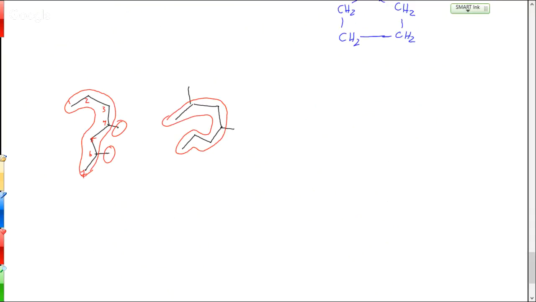Okay, same thing. 1, 2, 3, 4, 5, 6, 7. But now it looks like they're different because I've got those things coming off of the 4th and 2nd carbon instead of the 4th and 6th. So are they the same or are they different? It does, yeah, sure. Because if they're placed at different places, that's isomers. That means they're not the same.